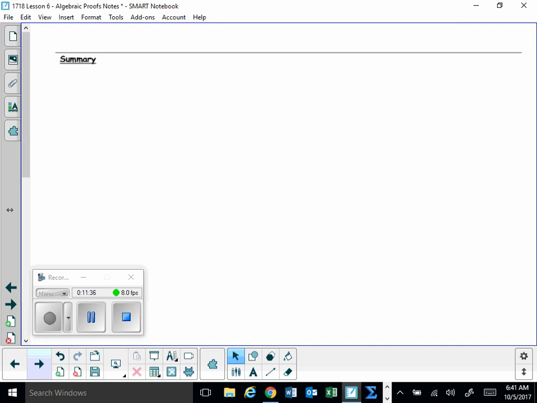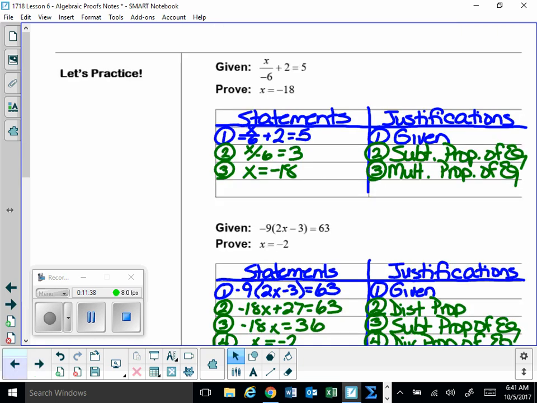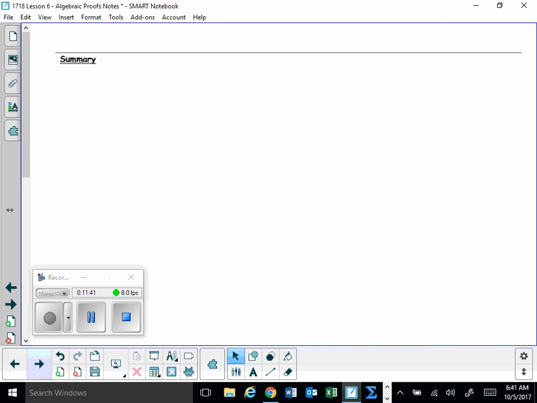All right, at this point, you should write me a summary. What do you have to have in a 2-column proof? How do you set it up?